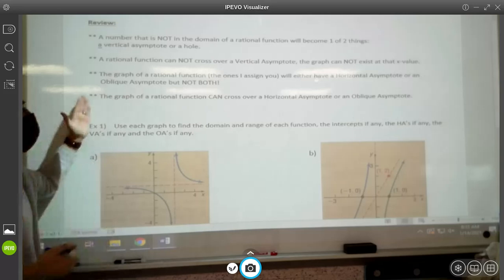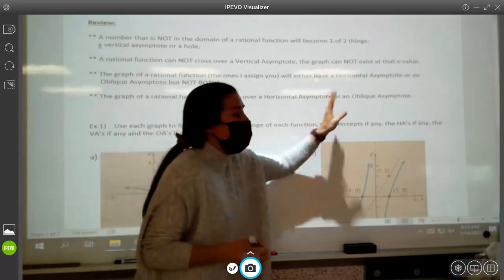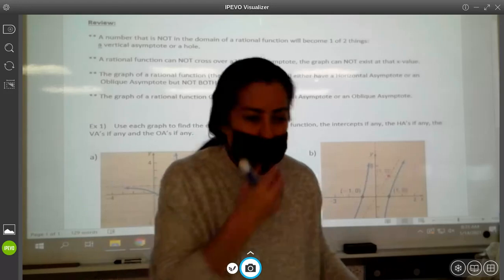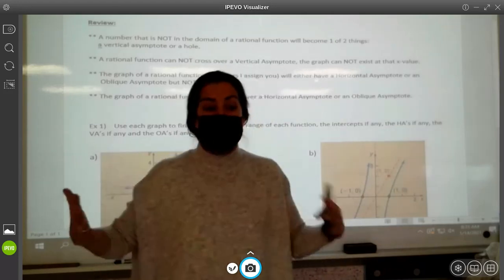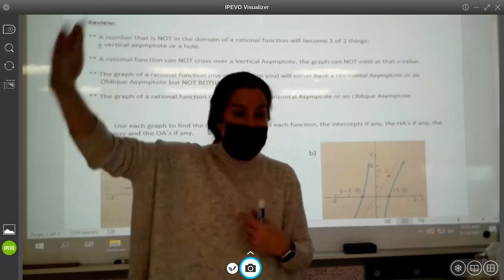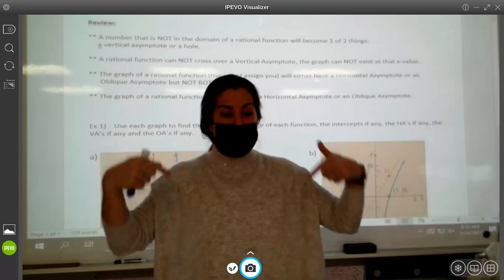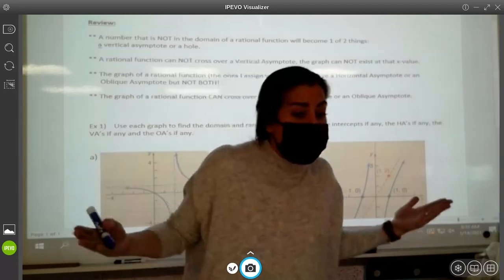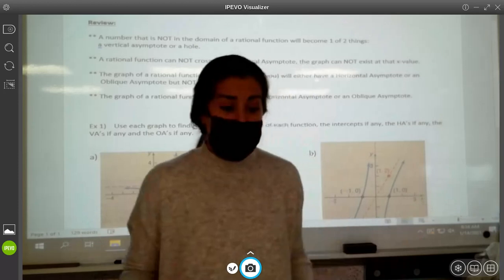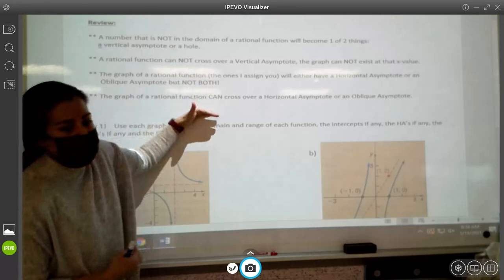The graph of a rational function, guys, can cross over an HA or an OA. They are not brick walls. There's no rule that says there isn't an X value in the domain that makes it equal the HA or the OA, so it's okay to cross them. In our list of steps in the next section, we're always going to be checking: does our graph cross the HA or the OA? So it never crosses the VA, but it can cross the other asymptotes.